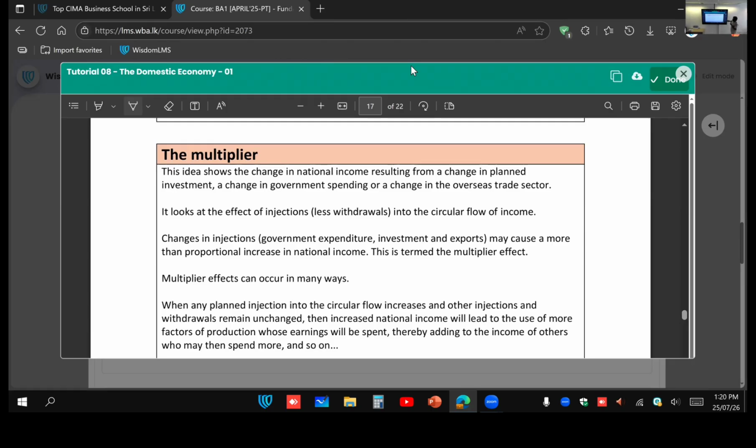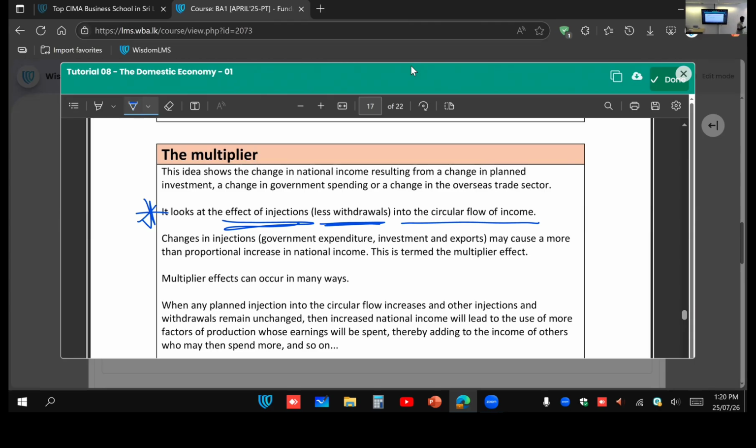Clear? Then, this idea shows the change in national income resulting from a change in planned investment, a change in government spending, or a change in the overseas trade sector. It looks at the effect of injections. You may highlight it. Effect of injections, less withdrawals, into the circular flow of income, multiplier. Right? Injections. So in the multiplier, in this linkage, the second one, it looks at the effect of injections into the circular flow.